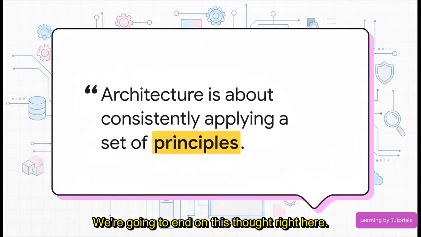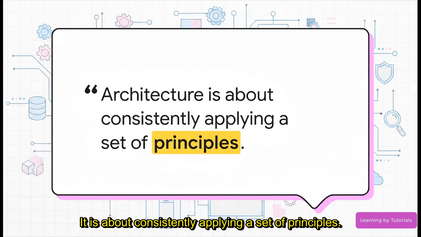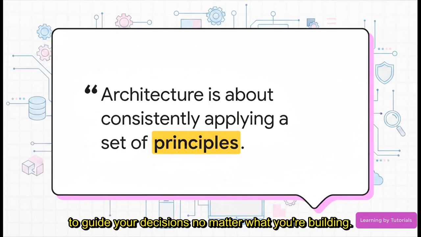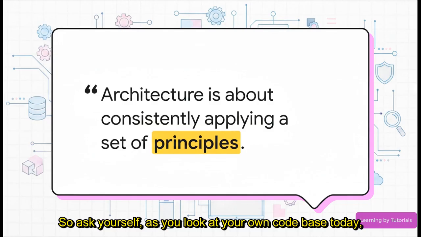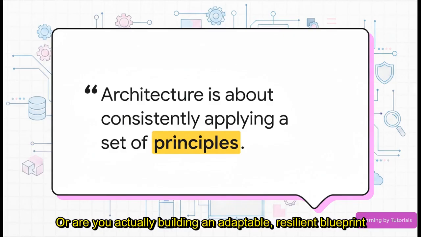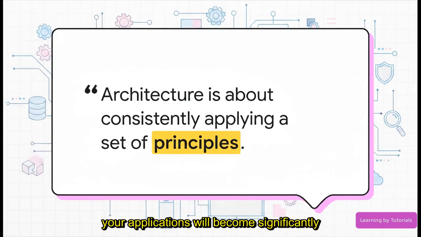We're going to end on this thought right here. Strong application architecture is not about choosing a trendy pattern. It is about consistently applying a set of principles. These 7 pillars provide a framework to guide your decisions no matter what you're building. So ask yourself, as you look at your own codebase today, are you just blindly following whatever framework is trending, or are you actually building an adaptable, resilient blueprint by applying these 7 timeless principles? Keep these pillars in mind, and I promise your applications will become significantly easier to manage over time.